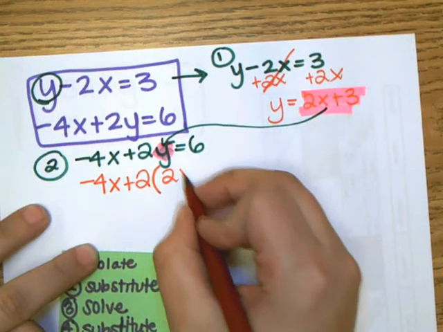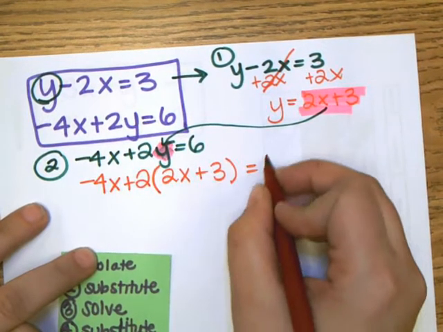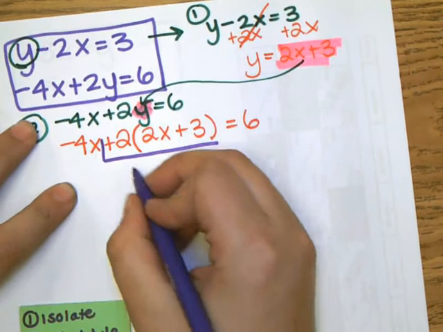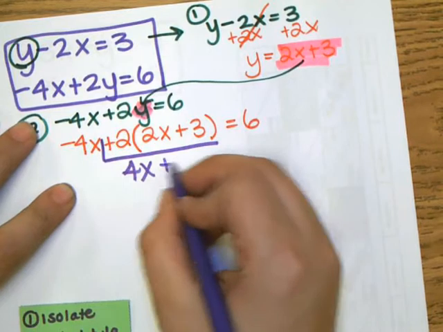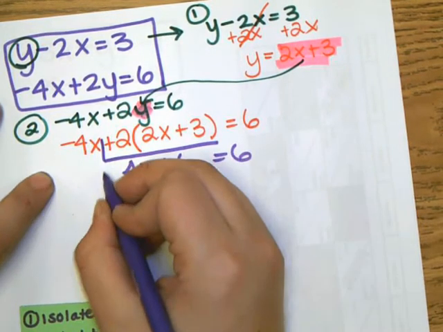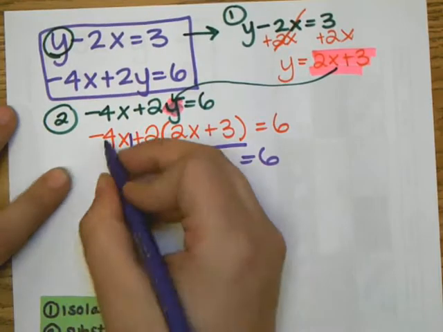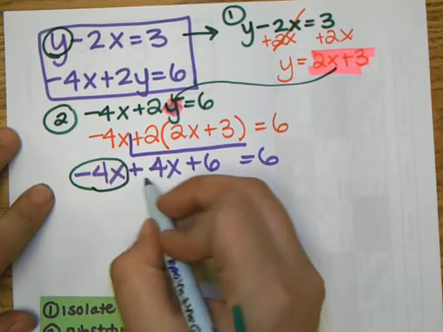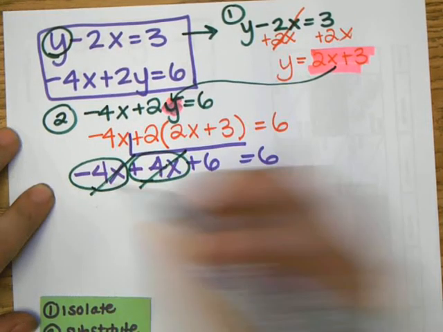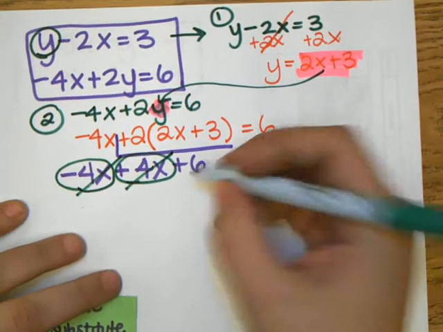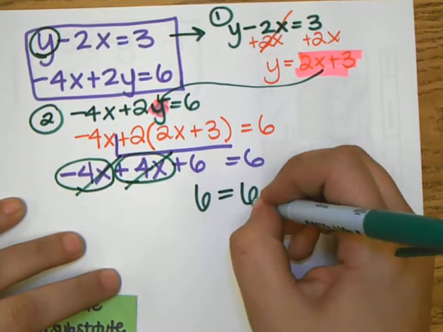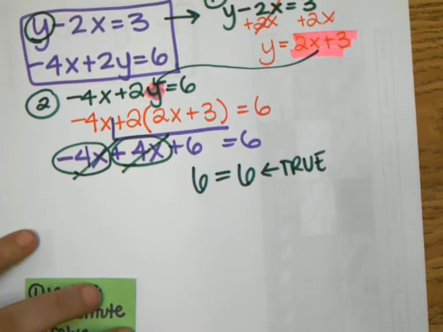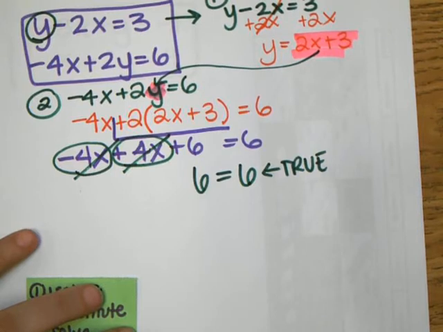So we have -4x plus 2, and then we need parentheses because there's a number next to the variable y. Okay, then we're going to distribute. 2 times 2 is 4x. 2 times 3 is 6. And this is a positive 4x. And then we're going to bring down the -4x. And then we're going to combine like terms. And these two make 0. They're gone. There's no x in this problem. And then we bring down, there's a 6 here and a 6 here.